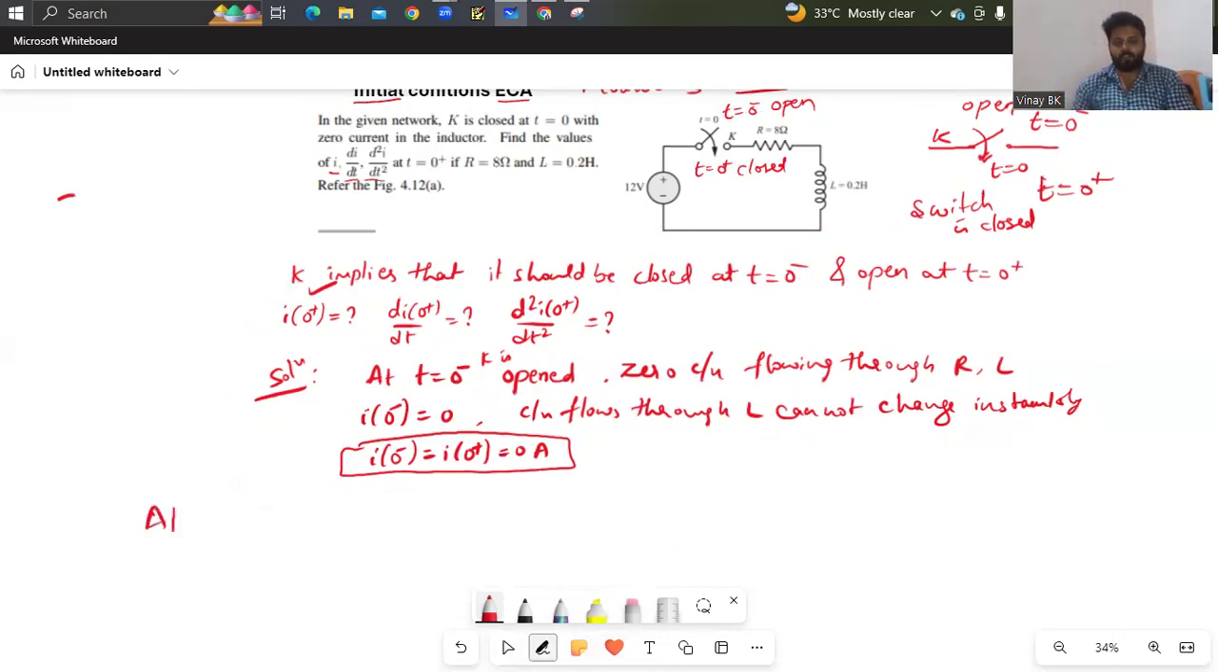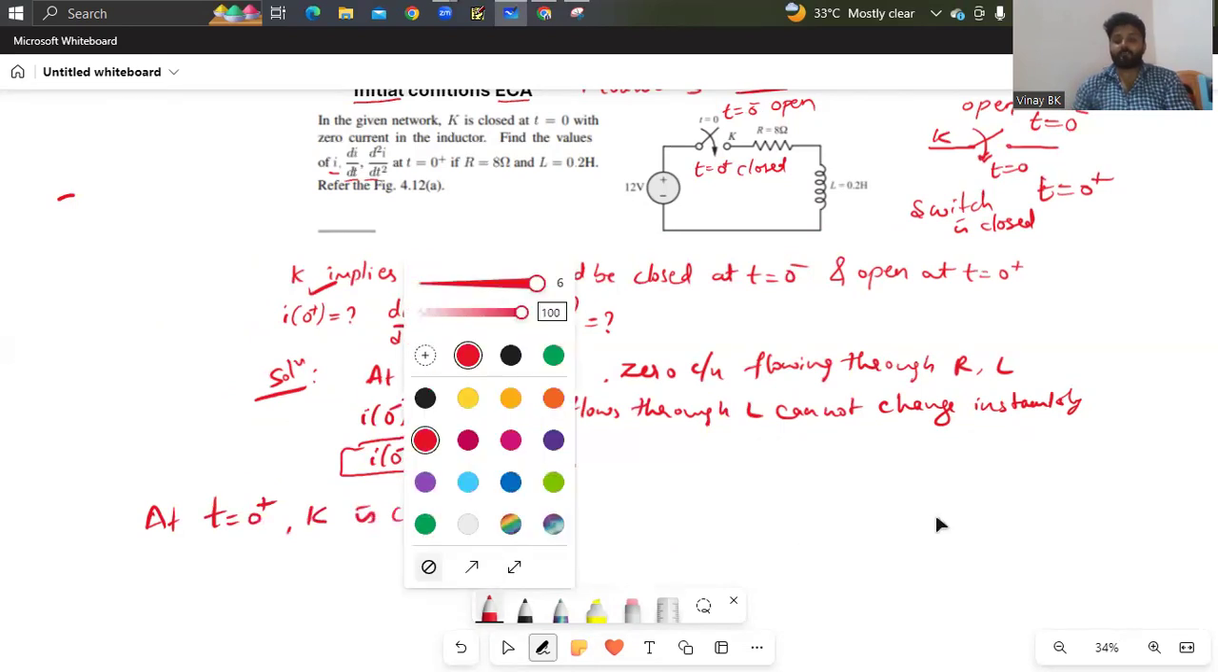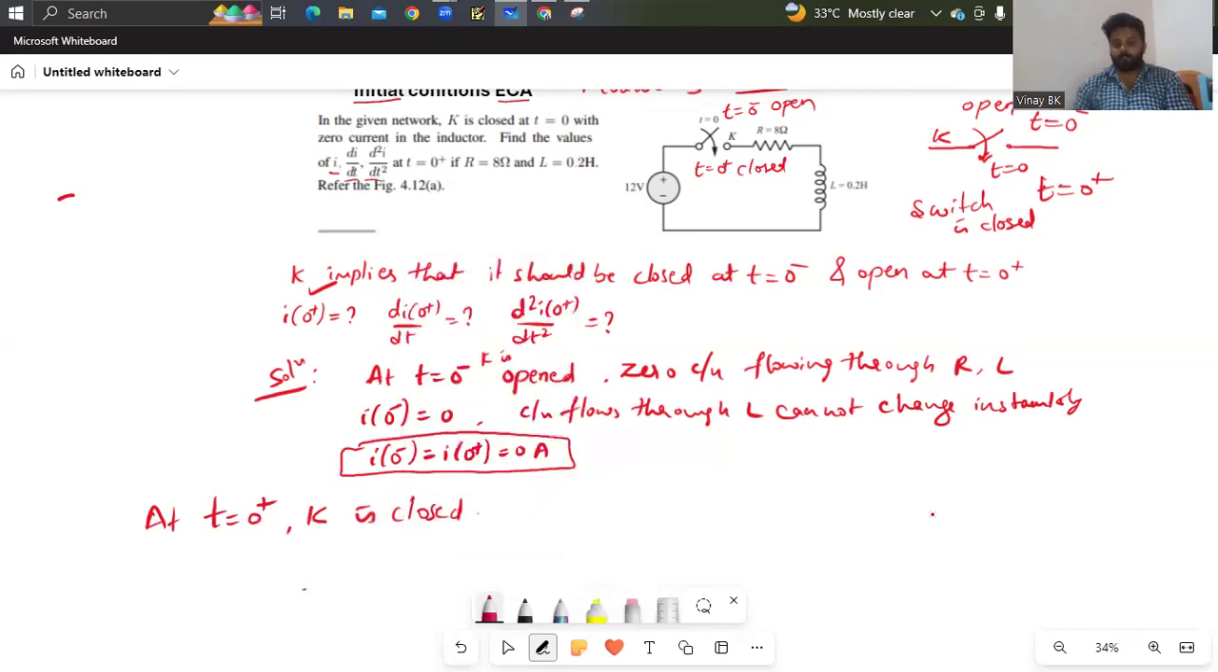at t equals 0 plus, what is the condition of the switch? K is closed. Therefore, the circuit will look like this: 12 volts, and this switch is closed now. When t equals 0 plus, switch K is closed, and there will be a resistor and an inductor. You need to find derivatives now.